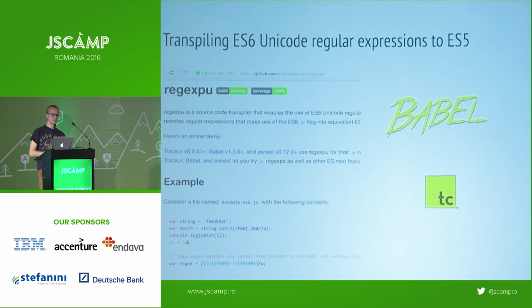And you may have noticed that both Babel and the Google Traceur transpilers already support the U flag as well, and that's because they're using regexpu as an internal dependency. So if you're already using one of these transpilers as part of your build process, the good news is you don't have to do anything. You can just start using the U flag in your project, and it will automatically be translated when you run your build script. You can start using the U flag today.